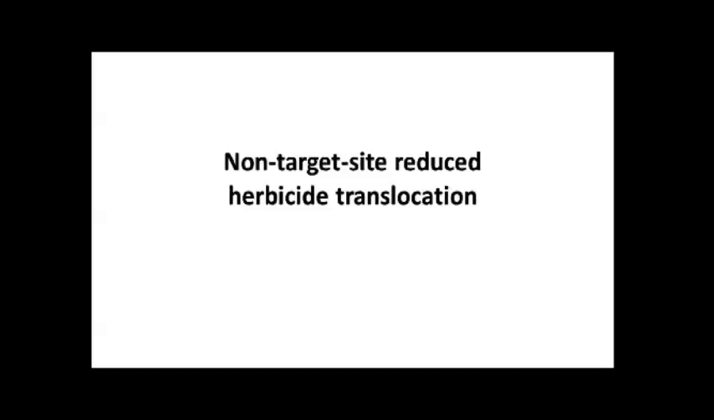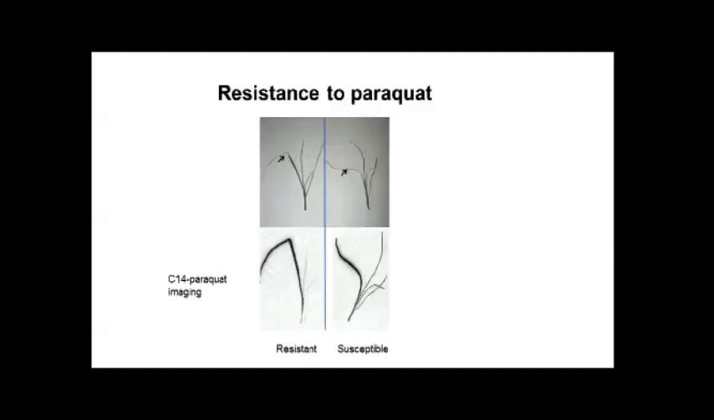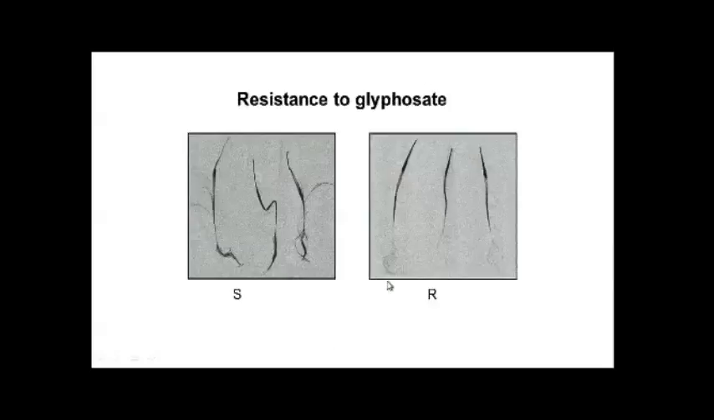And the next point is non-target-site reduced herbicide translocation. Reduced herbicide translocation is often the mechanism of non-target-site resistance to paraquat and glyphosate. For example, resistance to paraquat, and this is a real photo of plants. If you apply C14-labeled paraquat to the plants and, 24 hours or 48 hours later, track the distribution of the C14, you will find that in the resistant plants the C14 is very confined or restricted to the application leaf, while in the susceptible plants the C14 travels freely everywhere.